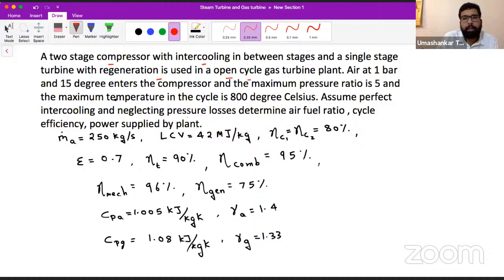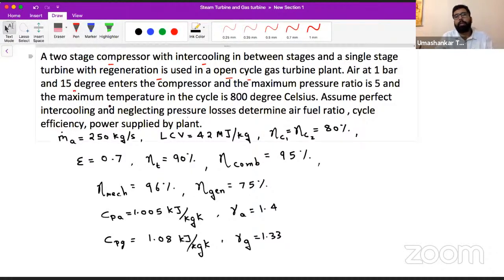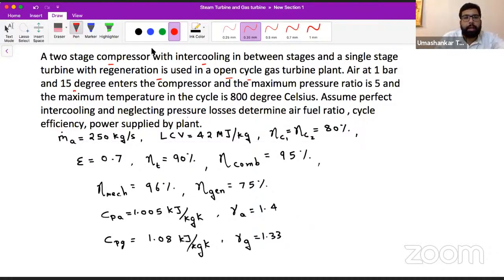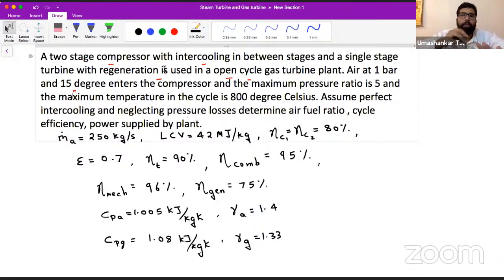Air is at 1 bar, 15 degrees. So what is given? Let us write the given data, or let us first make the cycle after reading the question. The first thing we do is make the TS diagram so that everything is in front of us.